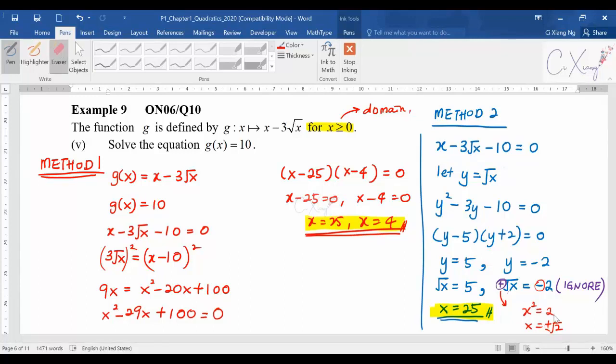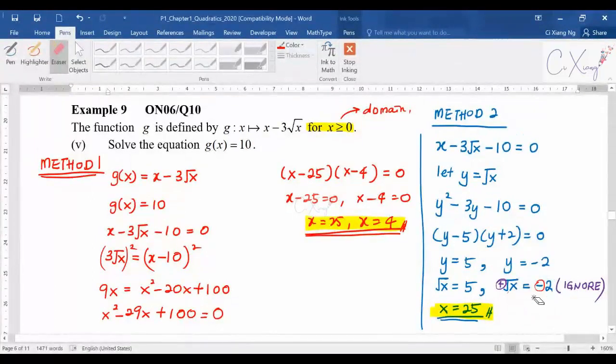Okay, all right. So I know that it is a bit hard for you to understand, but this is actually a small concept that you need to know. Okay? If you don't believe, you can actually try to put in the 4. Because if you continue, you get x equals to 4. You try to put the 4 into the equation and see what will happen. So you have 4 minus 3 times 2. Square root 4 is 2, right? Then minus 10. What do you get?